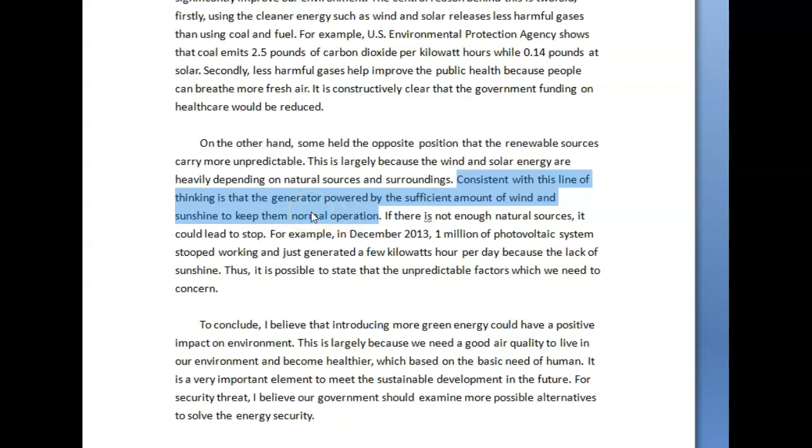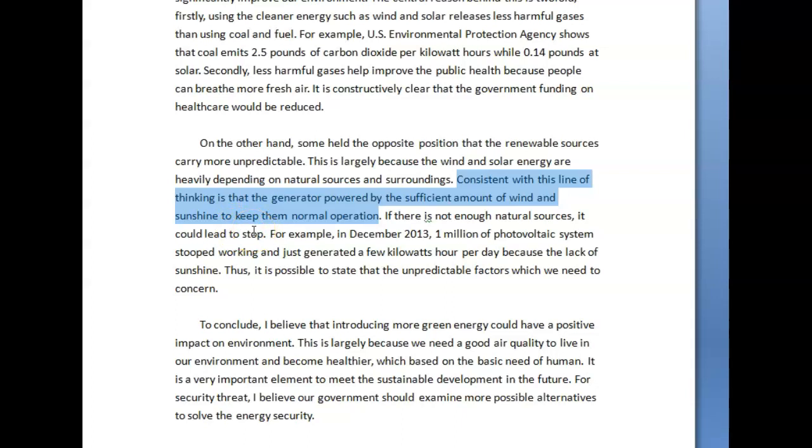I wasn't clear. I had to read it two or three times, and I still don't understand what you're trying to say here. If there are not enough natural sources, we usually call them resources, it could lead to a disruption of service. That's a better expression here.